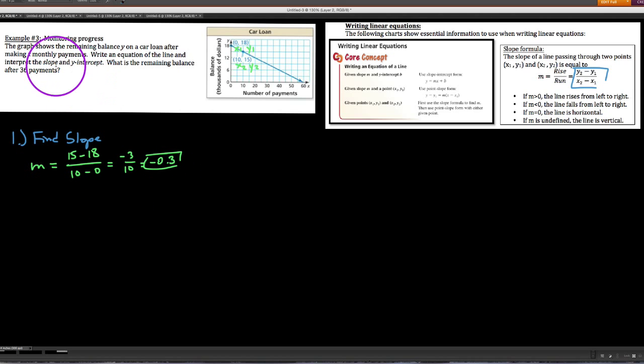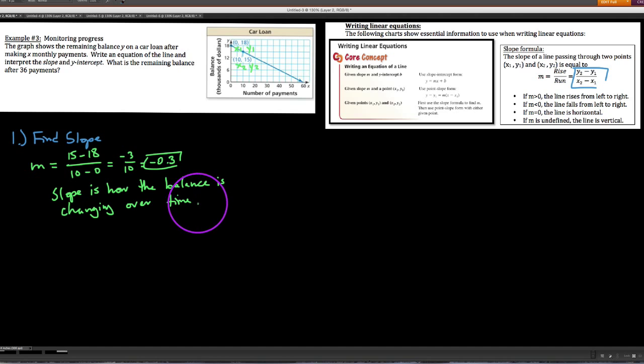So slope, if we said what did the slope represent here, the slope is how the balance is changing over time. Because really what we're saying is it's changing by 0.3 of $1,000, since this is in $1,000, or in other words $300 for every 1 month after we reduce this. Or you could look at it this way, we say it goes down $3,000 every 10 months, okay? Either way you look at it, we have the slope of this line.